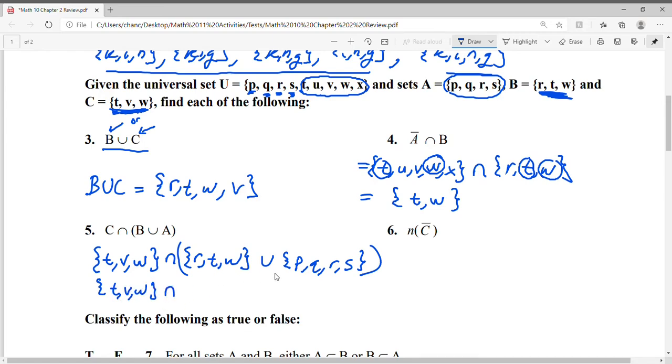So RTW union with PQRS is just going to be what's in one or the other or both. So I'm going to make a list. This is RTW. We don't want to repeat ourselves. So RTW, P, Q. I already have an R, so I don't need to list it. And an S. Now the intersection is going to be the overlaps between the two, and they share a T, they share a W, and that's it. So our intersection is TW.